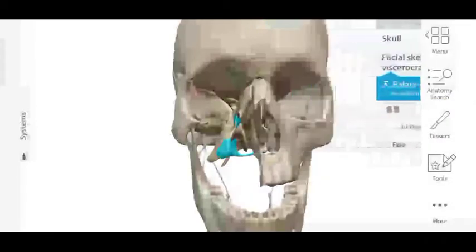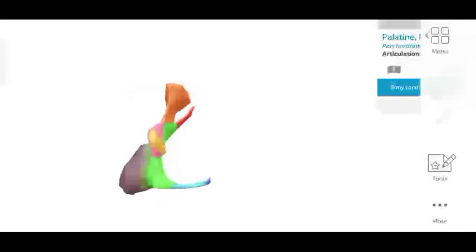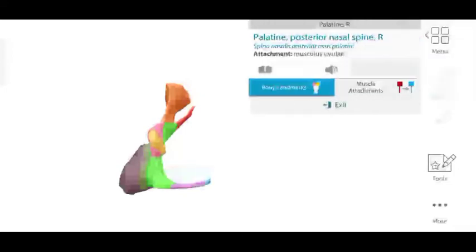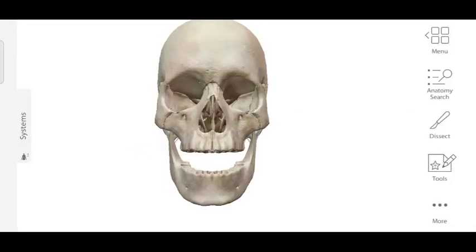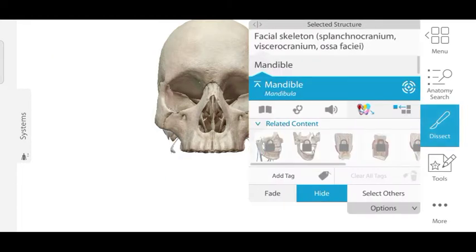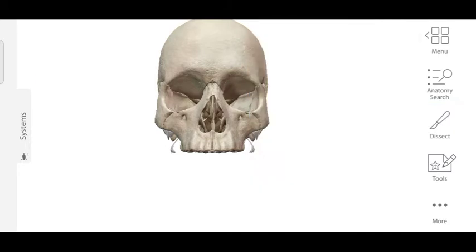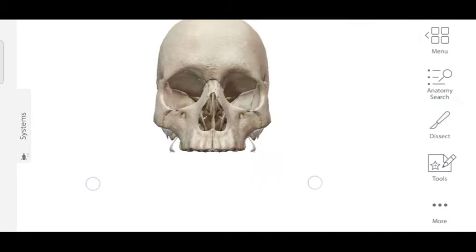Now let's take it out separately and discuss these bony features. Here the purple color structure you can see in the highlighted side is the horizontal plate of the palatine bone, and at the tip of the horizontal plate you have the posterior nasal spine. Now let's see how these two bones form a hard palate. We are going to remove the mandible, enter the mouth and look at the roof of the oral cavity, that is we'll see the hard palate.